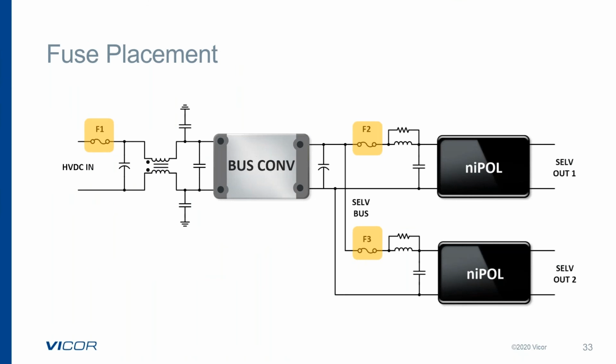So when we take a look at the fuse and the fuse placement, it's typically placed at the input of the DC to DC converter on the positive rail. And each converter will typically have its own fuse. And so if a converter or a module fails with an input short, the fuse will clear and protect the other modules within the system.